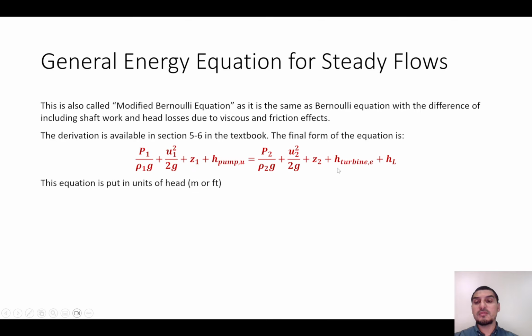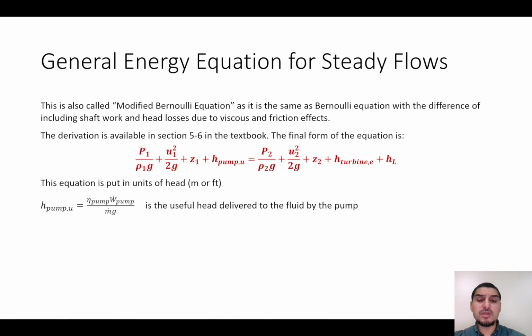As we said many times before, this equation is written in units of head, which is length, meter or foot or any equivalent unit. And we also said before that the Bernoulli equation can be written in units of head, or specific energy like joule per kilogram, or energy or power, joules per second or whatever.